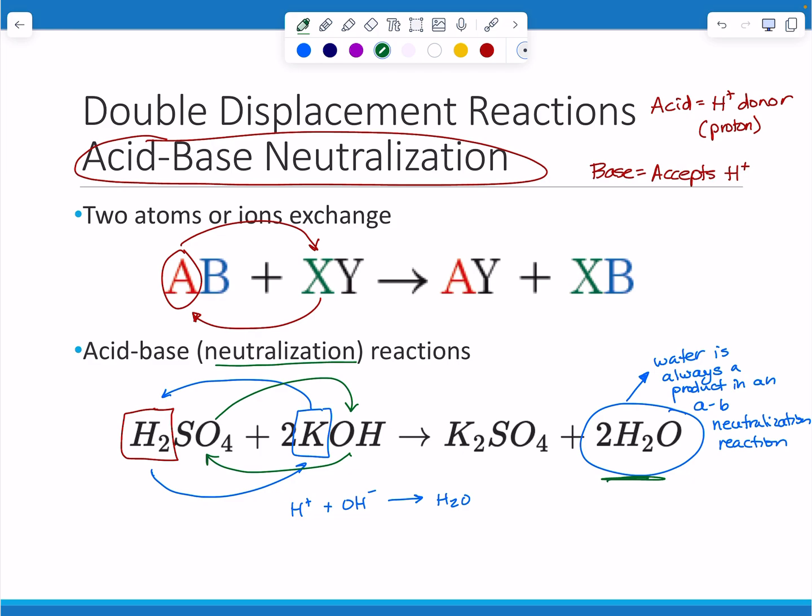So when we call something a neutralization reaction, what we mean is that we've neutralized, and to neutralize something is to kind of stop it, right? And so if you're neutralizing an acid, you have a reaction that makes the acid kind of go away, so that it doesn't react like an acid does anymore.